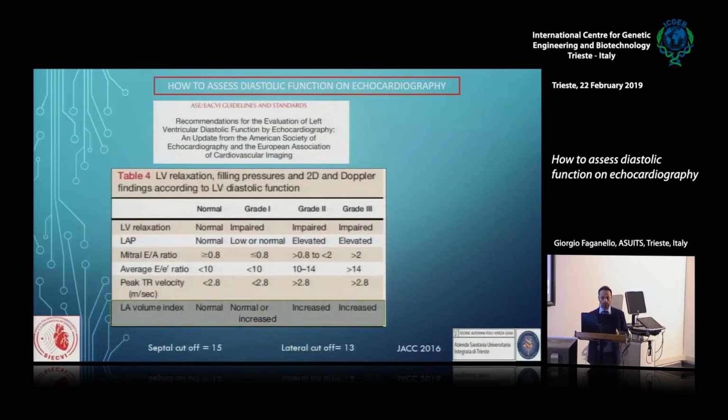And the position of the guideline for the TR velocity is here. Again, 2.8 is the cornerstone: less than 2.8 is normal, over could be significantly abnormal.